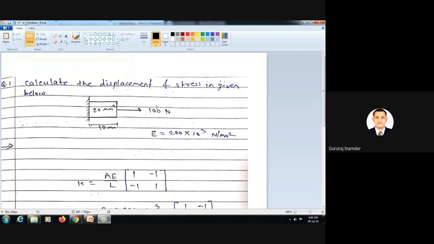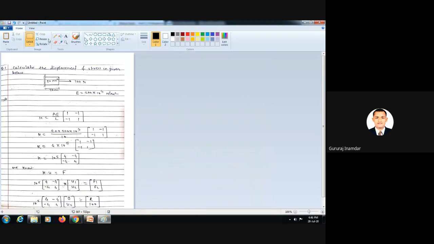Suppose this is a point 1, this is a node 1, and this is a node 2. I will change color. Okay, this is a point 1 and this is a point 2, or node 2.